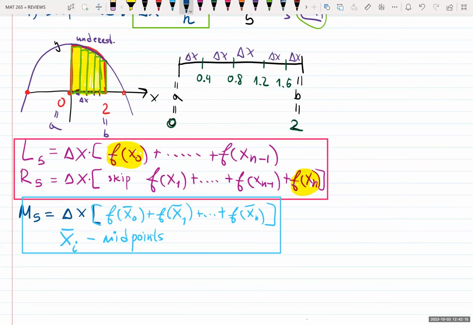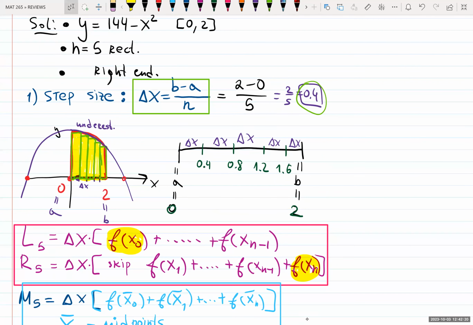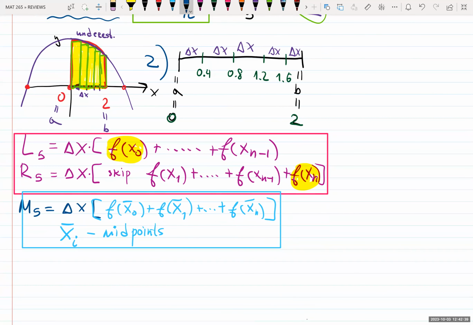Anyway, the answer follows from here. So let me give you steps. Step 1, figure out the step size. That's the most important. When you know the step size, you're actually ready to go. I recommend to find 0.4, 0.8, 1.2, 1.6. It's not required, but if not, you can do it right in the formula right away. Step 3, choose which formula they want you to use. We're going to do right endpoints.